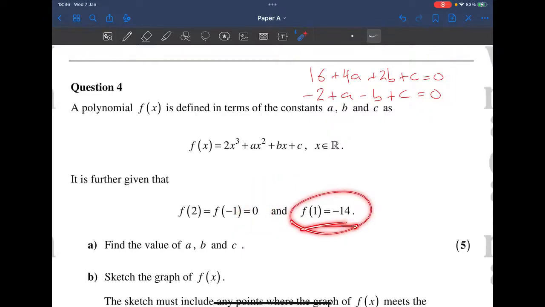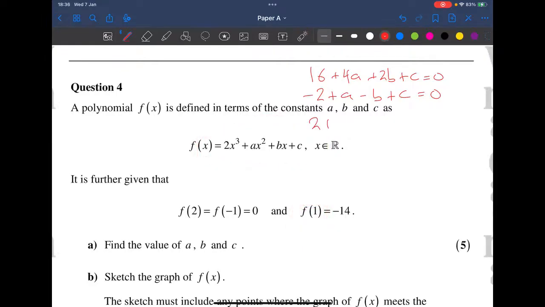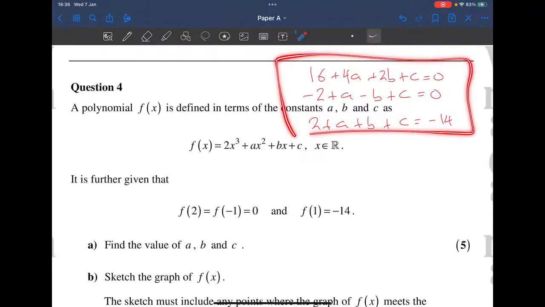Exactly the same idea now with this 1 and minus 14. And again, 1's very nice with polynomials. Just add up all the coefficients. So we'll have 2 plus a plus b plus c equals minus 14. So now what we have is a set of simultaneous equations with 3 different equations in there.